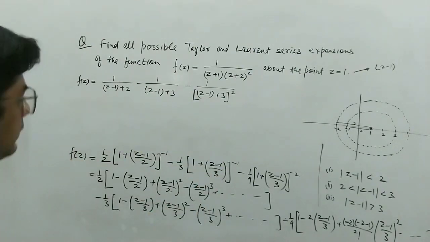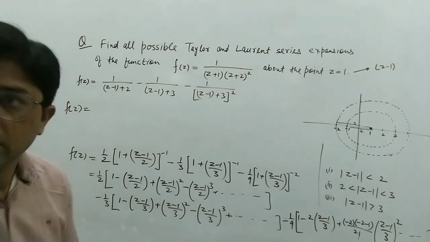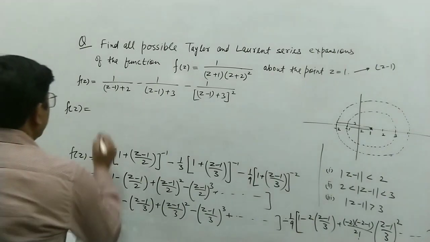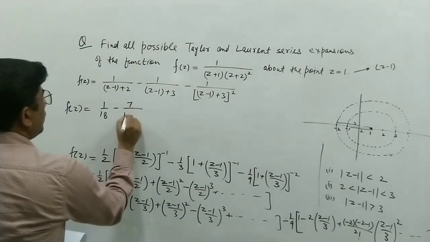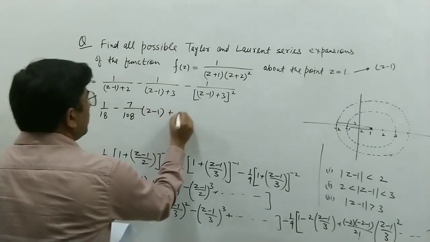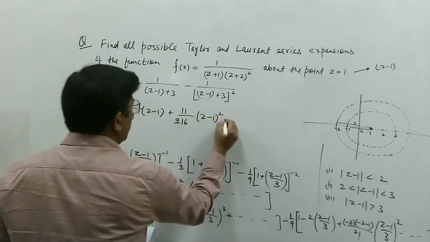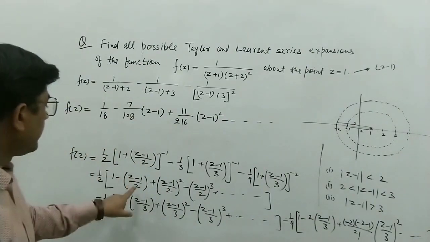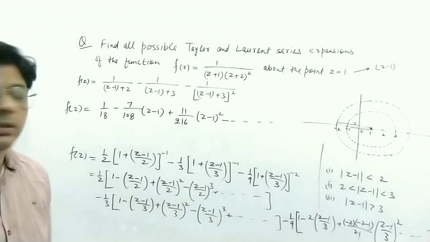So this will be equal to fz is equal to, we can write the final series as 1 upon 18 minus 7 upon 108 into z minus 1 plus 11 upon 216 z minus 1 square and so on. So after collecting all these terms, here we have z minus 1, here we have z minus 1, here we have z minus 1. So we will collect all powers.